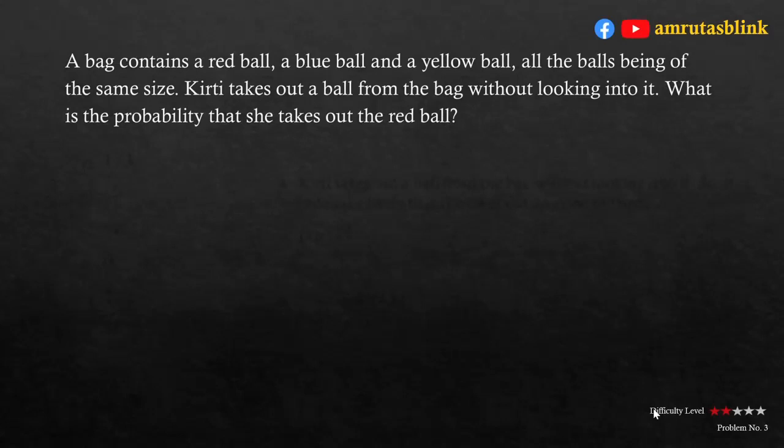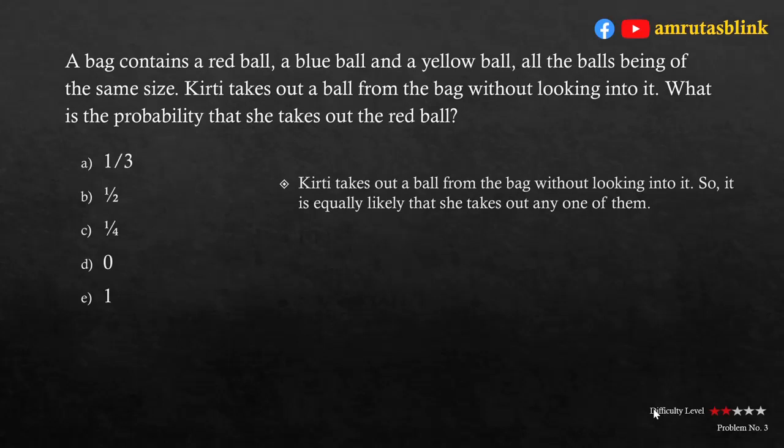Let's move to problem number 3. A bag contains a red ball, a blue ball and a yellow ball, all the balls being the same size. Kirti takes out a ball from the bag without looking at it. What is the probability that she takes out a red ball? Now again, this is a very basic problem from the chapter probability. Just very simple question that there are three balls each of different color, and we need to calculate the probability of choosing or picking one ball from the basket. Options are given 1 by 3, 1 by 2, 1 by 4, 0 and 1.